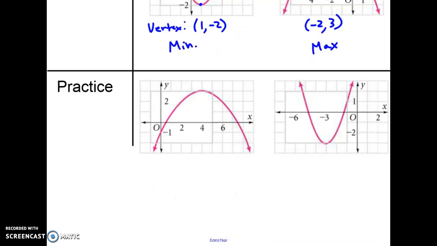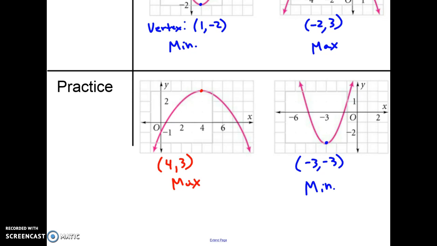Alright, so the vertex of these two: I know the grid kind of gets blanked out there, but we would have 4, 3, and that would be a max. And then on the one on the right, this would be the coordinate -3, -3, and that would be a minimum since it is the bottom point of the parabola.